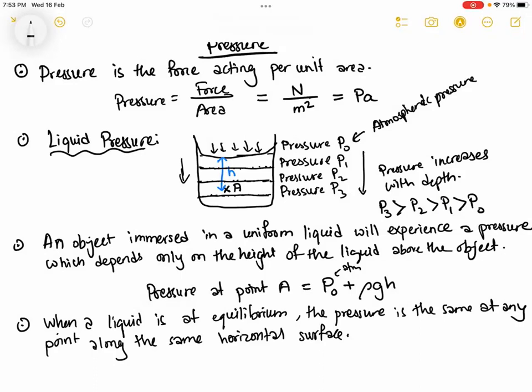Let's talk about hydraulic systems. Now, this is the only formula you need to know from liquid pressure.